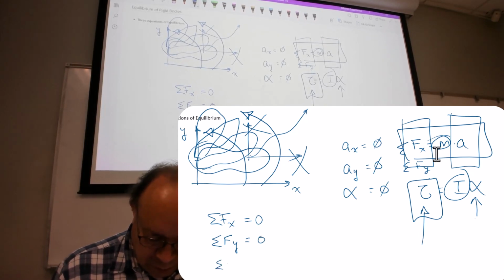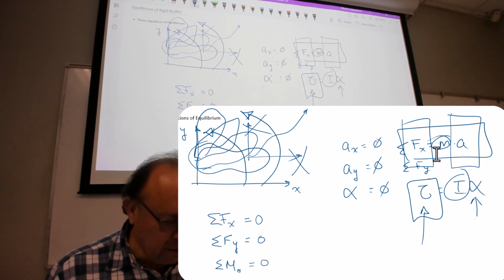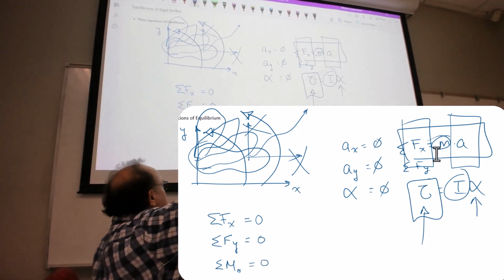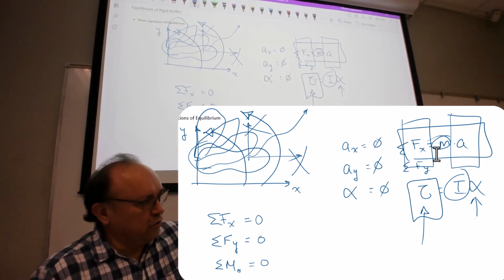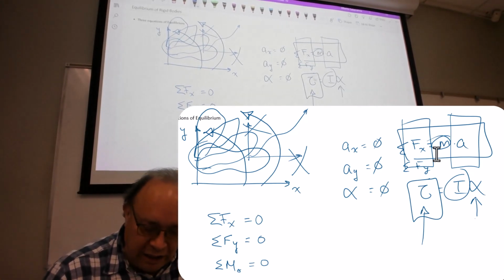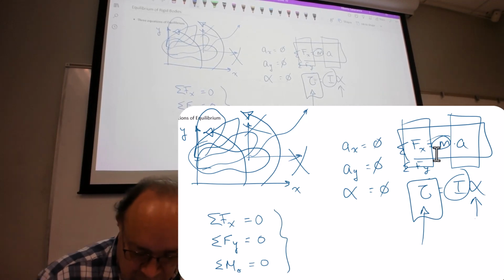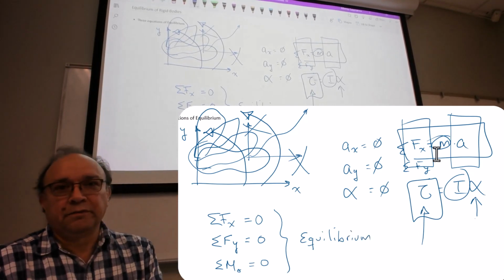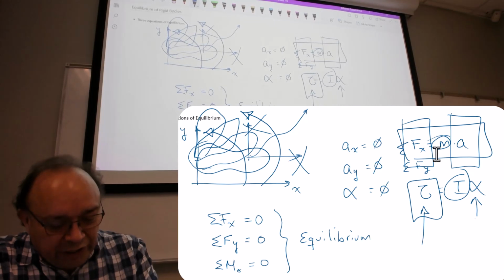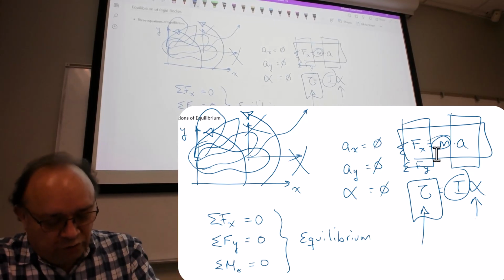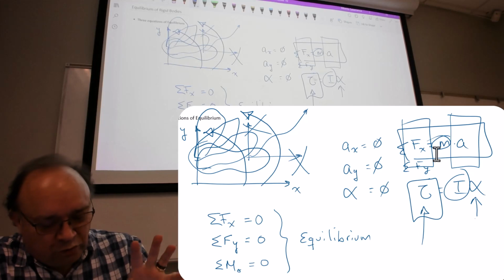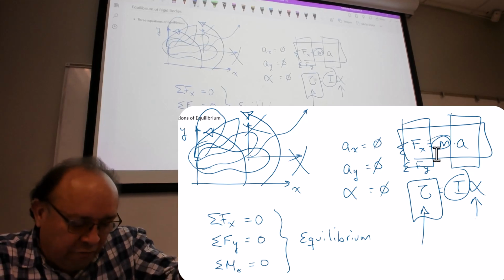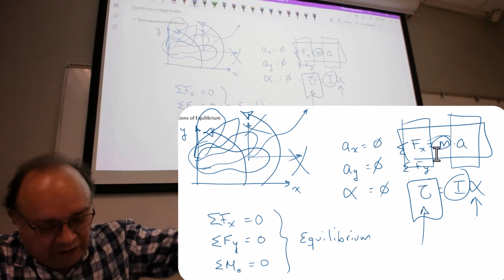And the summation of moments about, let's put an axis O, meaning an axis in this direction, has to be 0, so it shall not rotate on the plane. If you guarantee these three conditions, we can guarantee equilibrium on the plane. So those are three conditions that we can use to guarantee the equilibrium or to solve the unknowns that we will have in a particular problem.